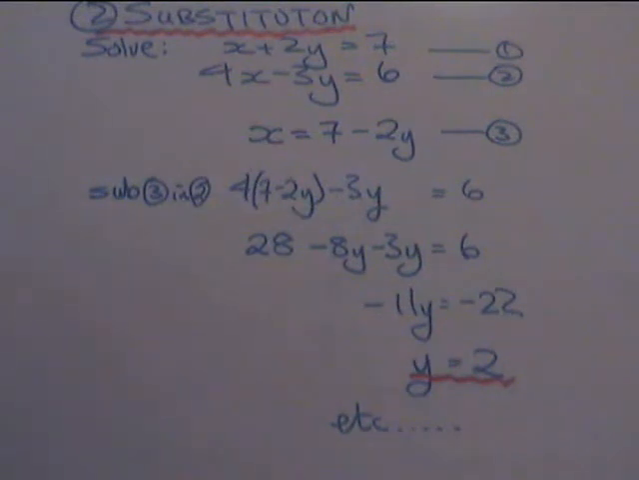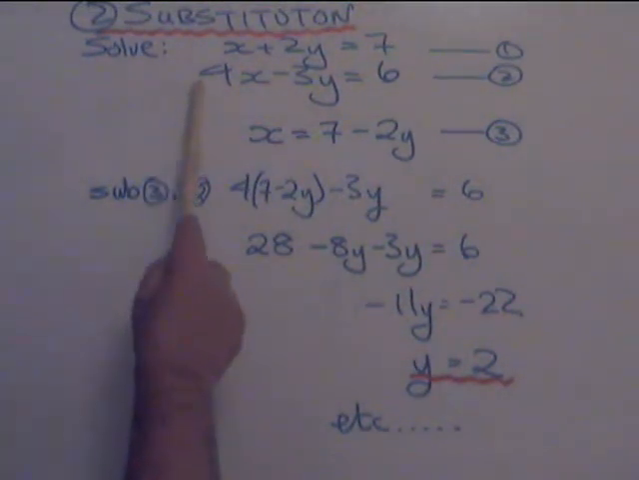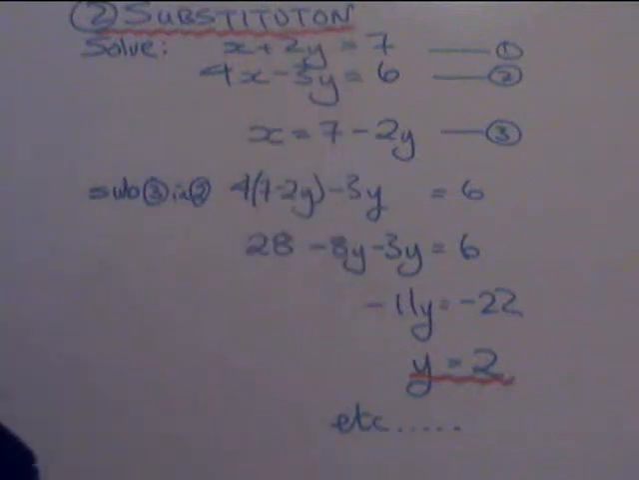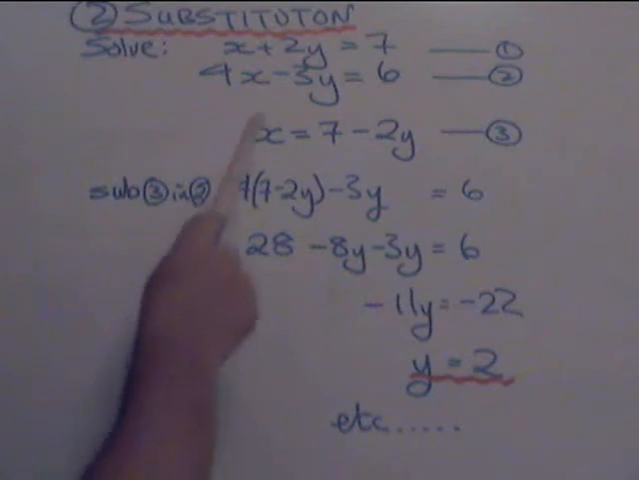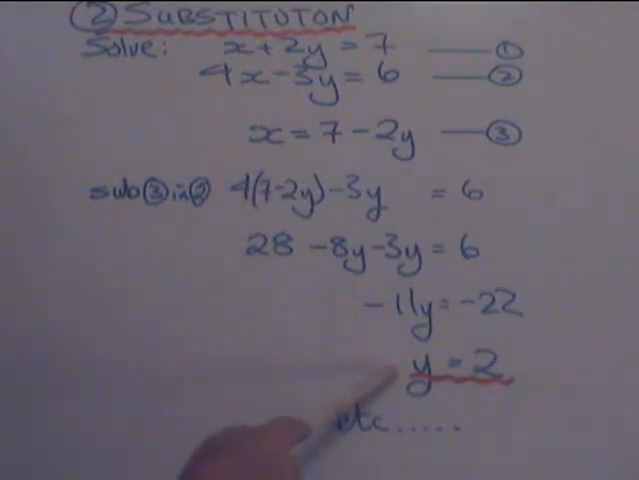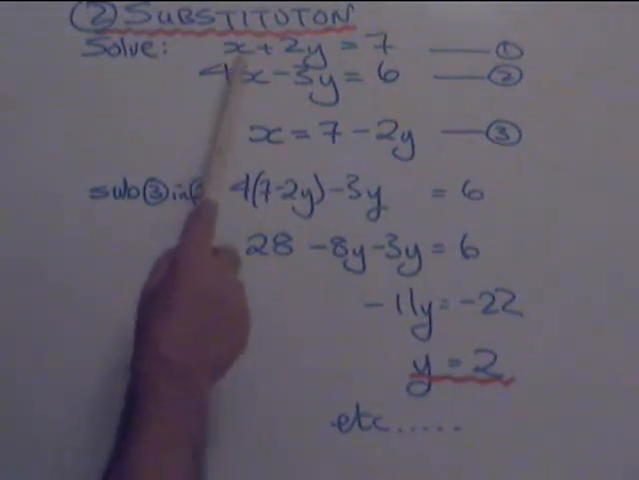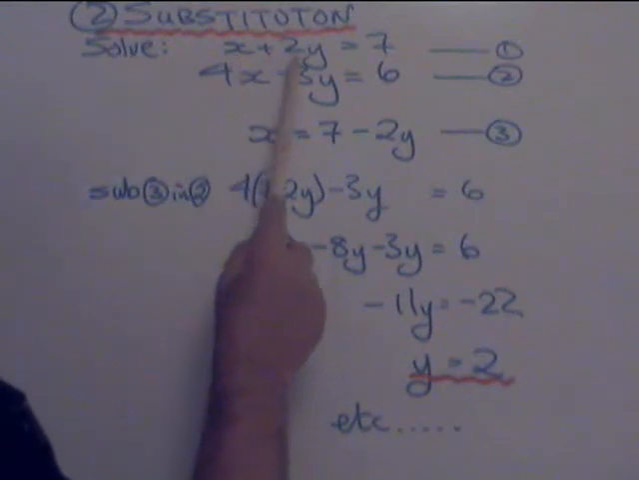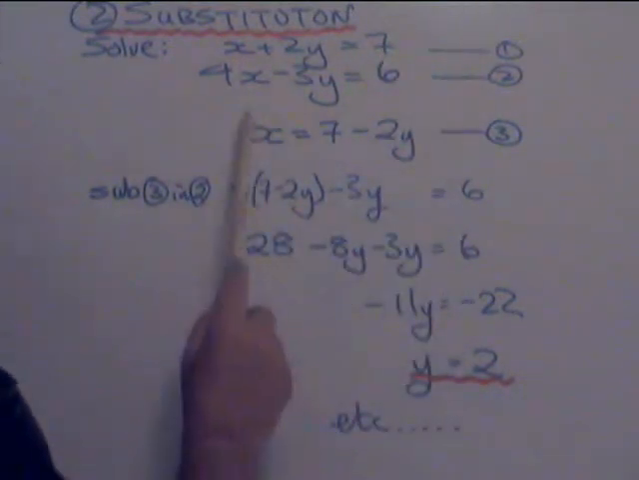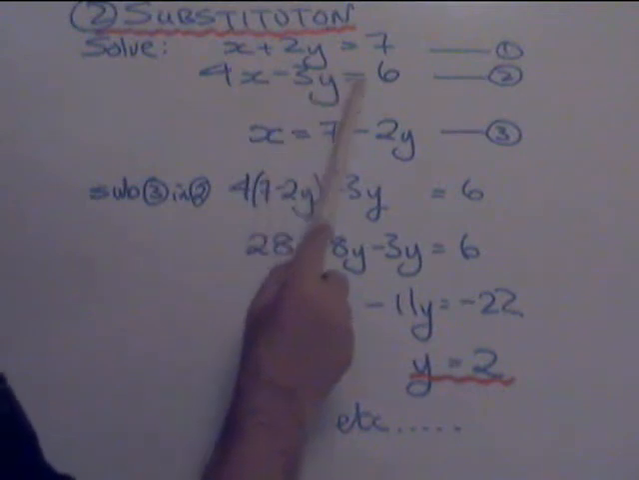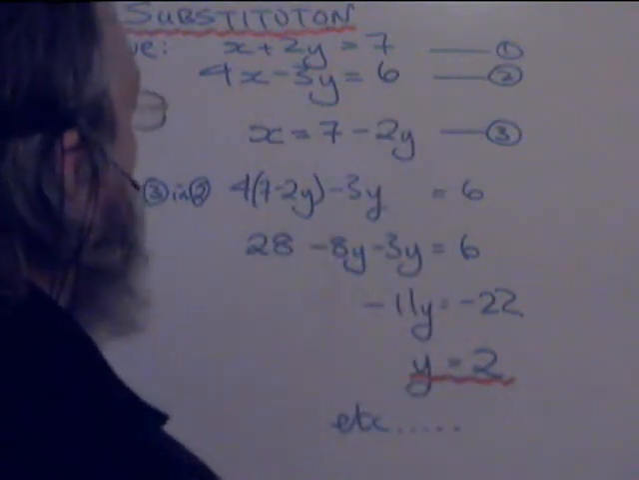Now this time I'm solving the same two equations here, but using the method of substitution. Now this is rather longer in this case, so I haven't actually finished it. I've only gone as far as solving for y. The rest of the solution is exactly the same as the elimination method. So I start off with my two equations, x plus 2y equals 7, equation 1. 4x minus 3y equals 6, and that's equation 2.